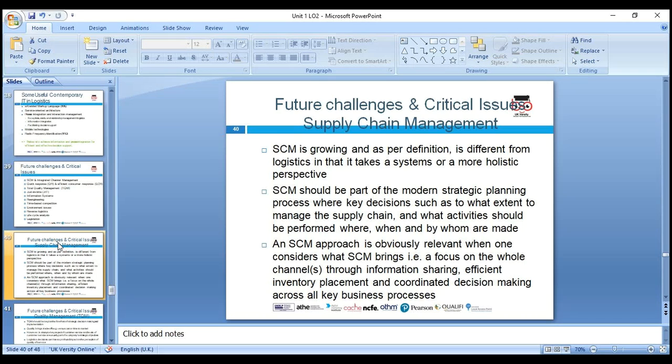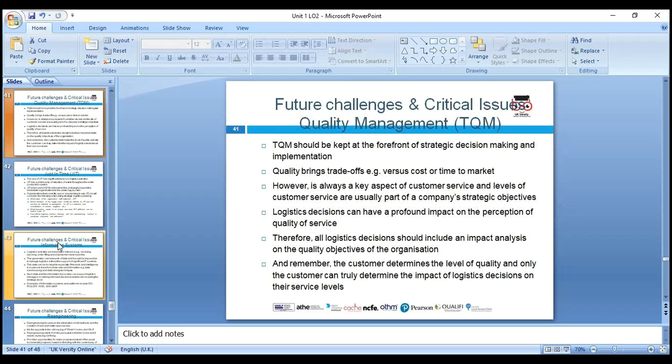So that is a new concept we're using. Supply chain management is growing, with different logistics systems and a more holistic perspective. It should be part of modern strategic planning, of course, as we discussed. And these are all the key challenges. TQM, what is the TQM? Total quality management. What is quality management all about?